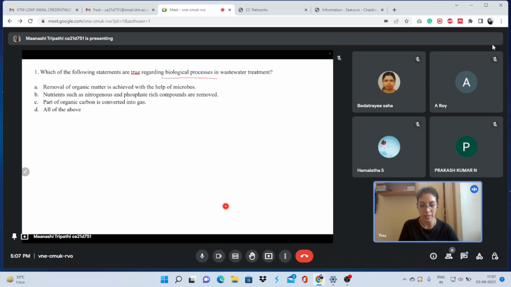Removal of organic matter is achieved with the help of microbes. Microbe means small organisms, in short, biological means. Nutrients such as nitrogenous and phosphate rich compounds are also removed. Part of organic carbon is converted into gas, or all of the above. So, what can be the answer? Hope you can answer it in the polls or you can answer in the chat box as well. And in case of any doubt, I'll explain. You can ask in between.